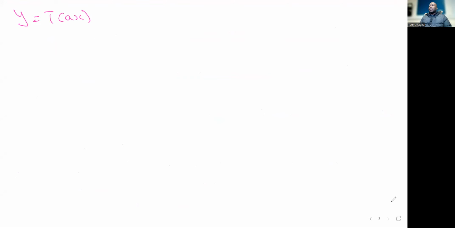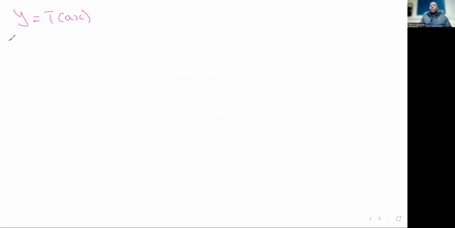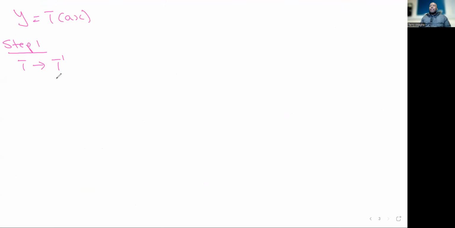So what I'm saying, step 1, is that you have to differentiate it. In step 1, the trigonometric function you have there, you have to differentiate it to get the t prime. Does that make sense? After I differentiated that, you have to differentiate the elements in the bracket as well. The element in the bracket, that's for step 2, is ax. And when you differentiate ax, it's going to give you what? A. Are you seeing it?